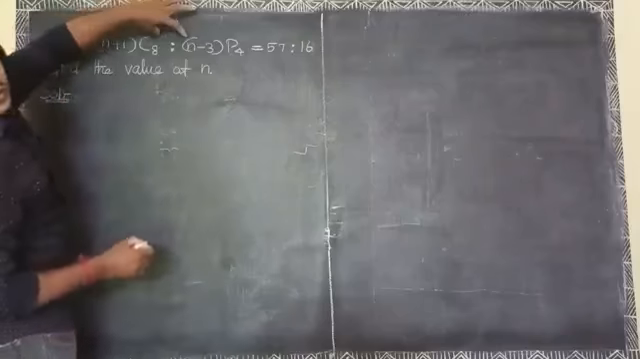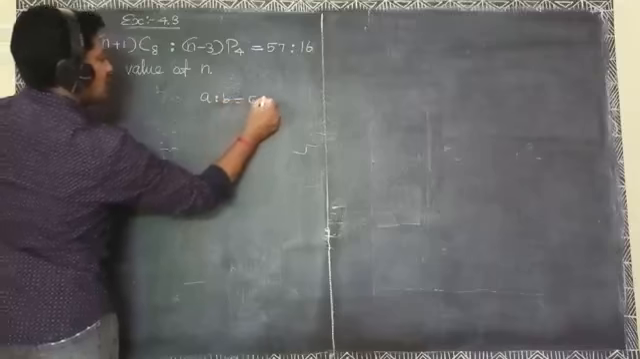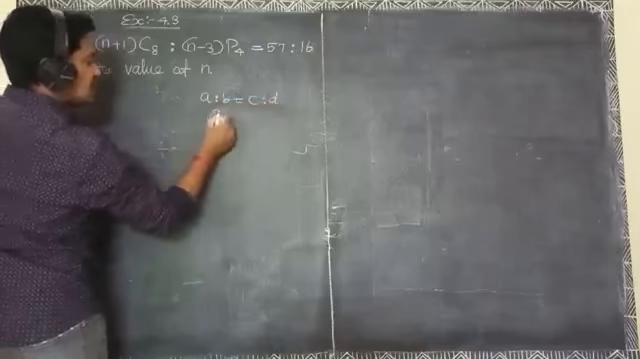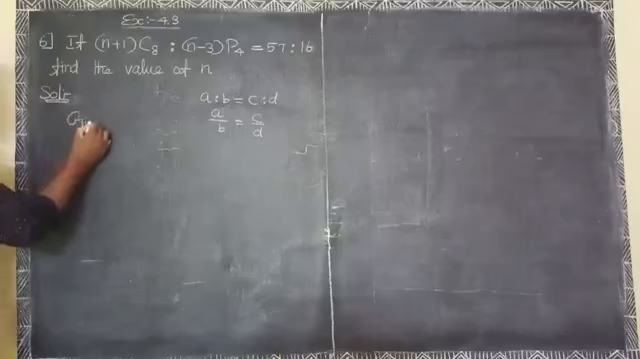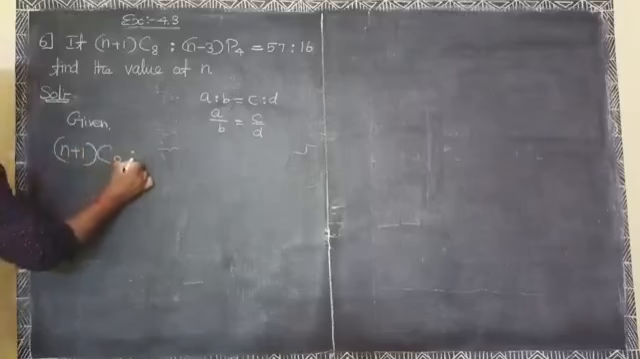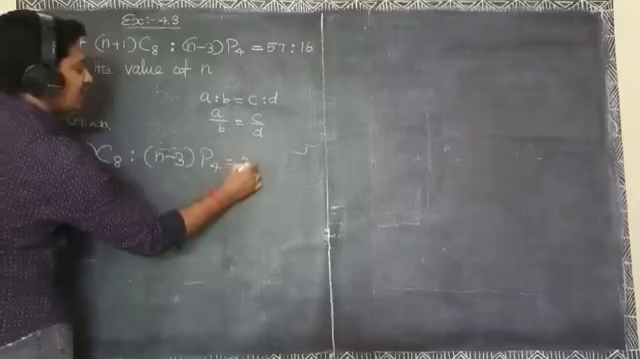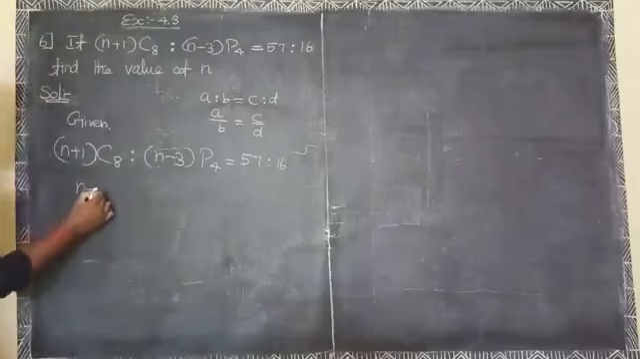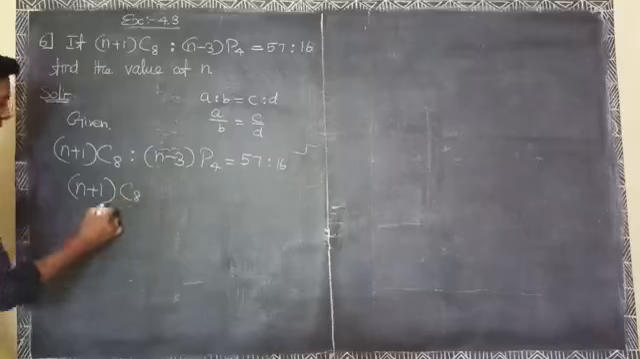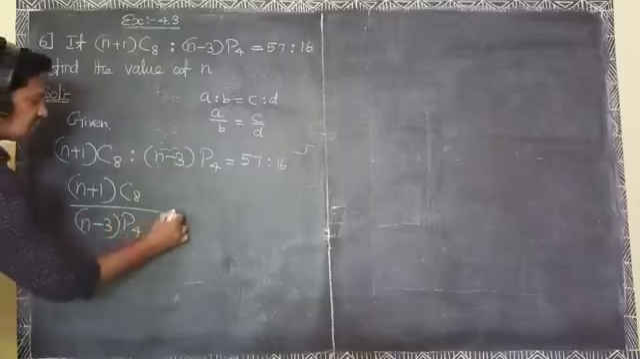Given in ratio form, we can write A is to B equal to C is to D, which can be written as A by B equal to C by D. The given is (n+1)C8 is to (n−3)P4, which is equal to 57 is to 16. Using this concept, (n+1)C8 divided by (n−3)P4 is equal to 57 divided by 16.